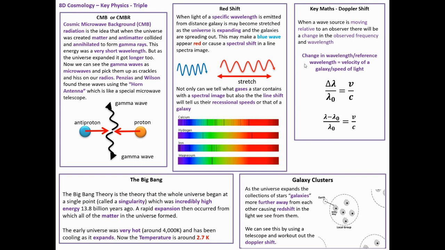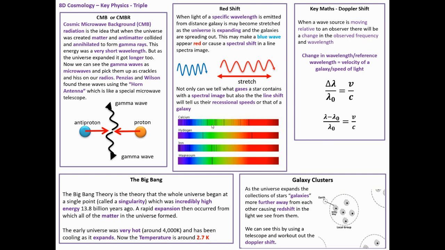The other bit of big evidence that we've got to talk about is redshift. Now, redshift is when light of a specific wavelength is emitted from a distant galaxy and it becomes stretched because the universe is expanding. So a blue wave is emitted from a star, and then when it gets to Earth, it appears a little bit more red. Now, that's what we call a spectral shift.